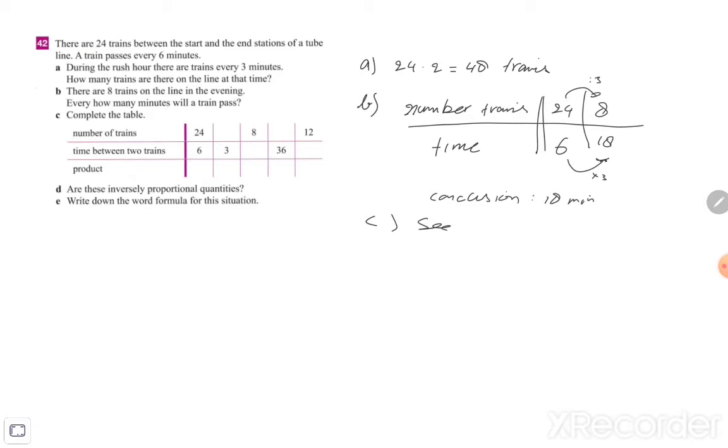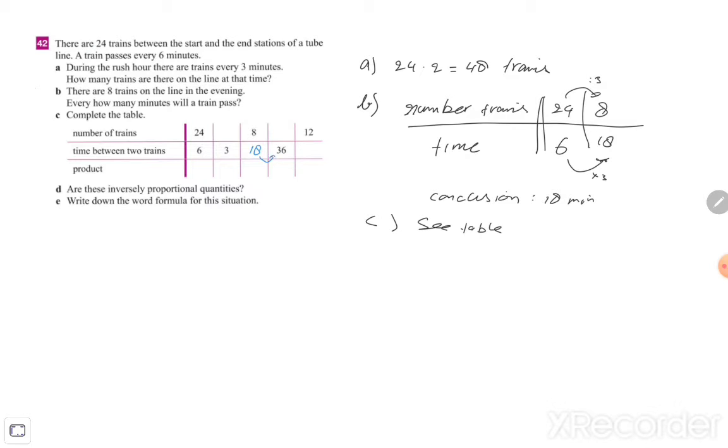So in that case, here I'm going to say C table. So there you go. So I'm going to use another color. So we already had this empty gap because we already calculated it with exercise B. So there you go. At 8 trains, the time between the 2 trains was 18 minutes. All right. Let's look at the next one.